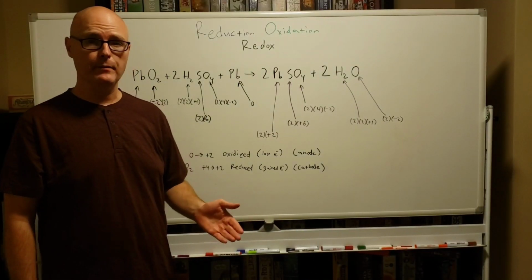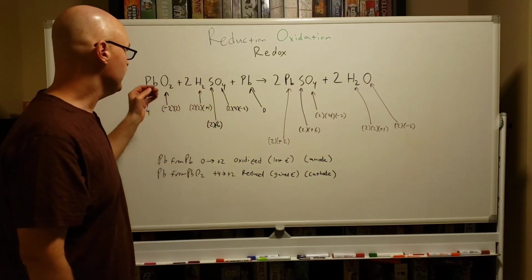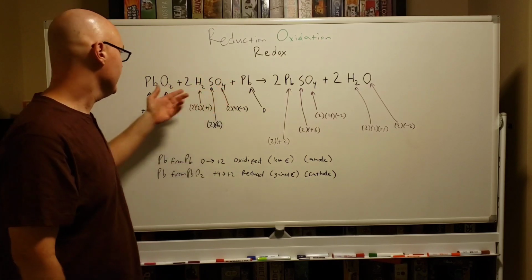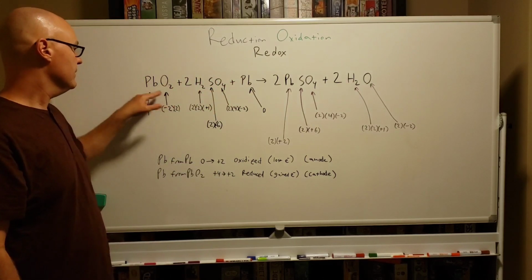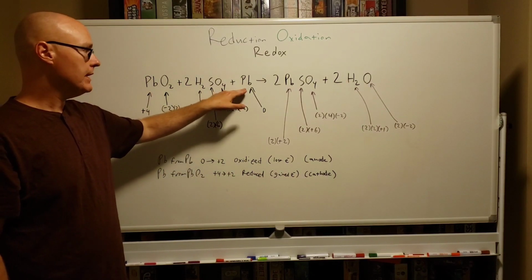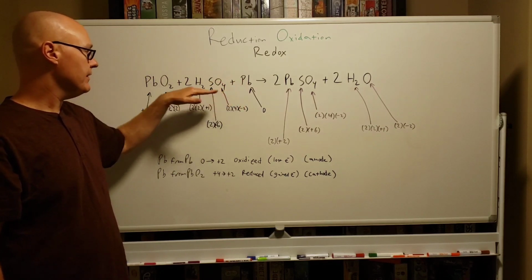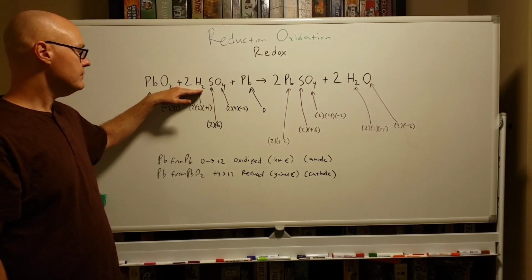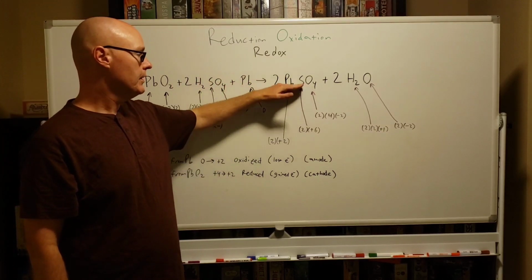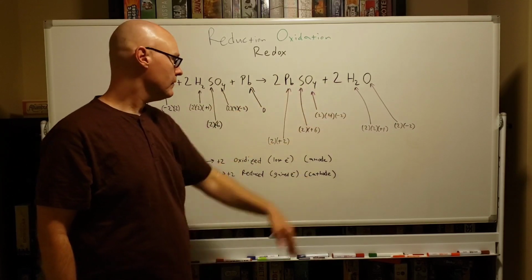All right, let's do one more example. Let's do a lead acid battery. So we're going to describe what happens when you are discharging a battery. Here we have a plate that is lead oxide. We have a plate that is lead, and it is sitting in a bath of sulfuric acid. Over time, it will discharge into lead sulfate sludge and water.